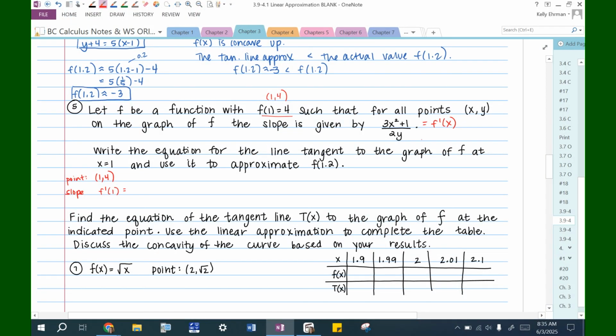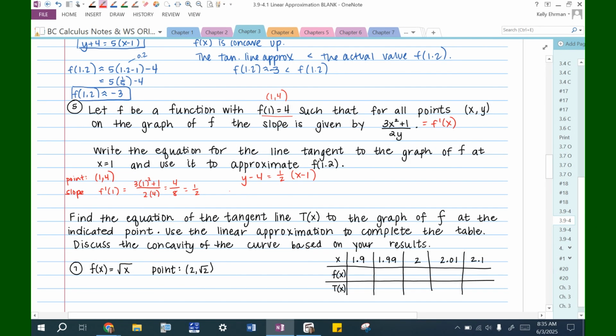And I'm going to do that by plugging in the ordered pair (1, 4) into this equation. So it's 3 times 1 squared plus 1 over 2 times 4, because when x is 1, y is 4. So this is what? 3 plus 1 is 4 over 8, which is 1/2. So my tangent line approximation is y minus 4 equals 1/2 times (x minus 1).